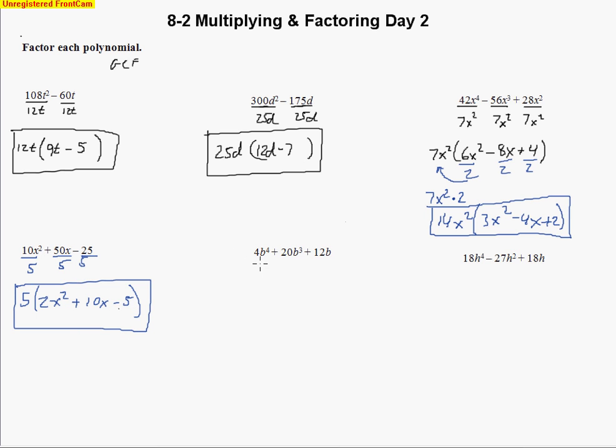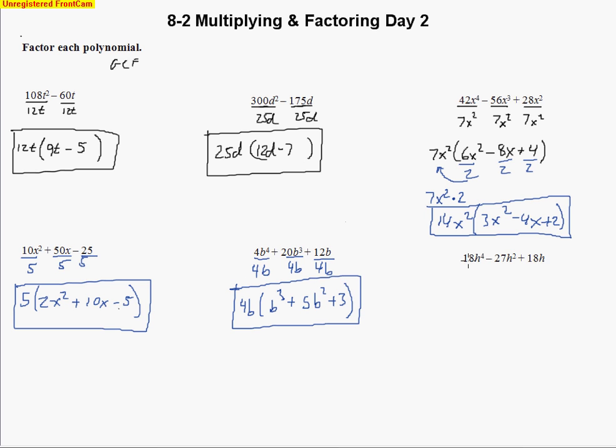Over here, I could take out a b from each of these terms. Each of them has at least one b, and I can also take out 4, because 4 goes into each of those coefficients. So I'll put the 4b on the outside, do the division. I'm left with b to the third plus 5b squared, and then plus 3. That would be the answer. No more common factors inside the parentheses, so you know you're done.